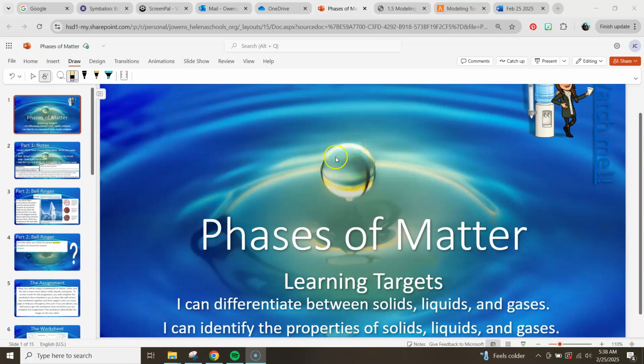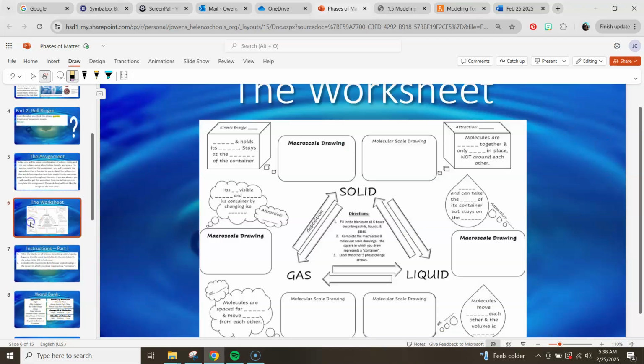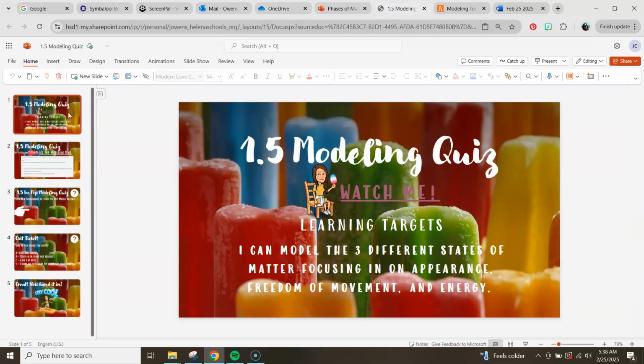will complete are going to be the correction of your notes worksheet from yesterday, which looked like this. Then you guys will staple that to your notes. Then you will complete the 1.5 Ice Pop modeling quiz. You guys may use your notes for that. And then finally, you guys have a crossword puzzle that you're going to work on for the rest of class. That crossword puzzle will be due on Thursday. We do not have class tomorrow due to the Helena High tour.